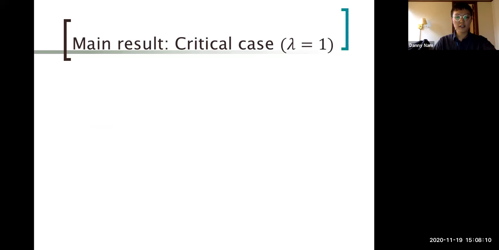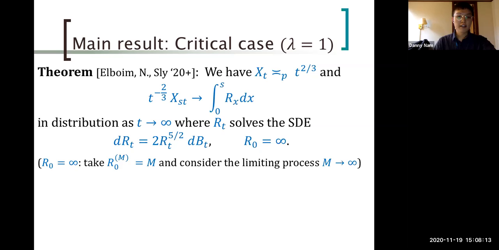So to briefly discuss our result, we showed that if we rescale the length of the aggregate by t to the 2/3, then it converges to an integral of a diffusion given by this SDE. So it has no drift, and it's like dR_t equals 2 times R_t to the 5/2 times dB_t. To say a couple things about this SDE, we can see that R_t is self-similar in the sense that if we rescale by t to the 1/3, we get the same law.